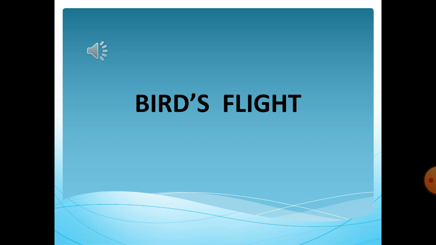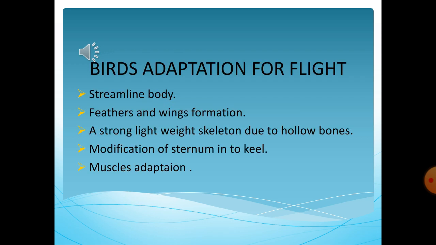Bird flight. Birds have some adaptations for flight and survival according to their environment. Firstly, they change their body shape. Their body is streamlined. Why is their body streamlined? Because the streamlined body reduces air resistance when the bird flies in the air. Secondly, the forelimb of the bird is converted into wings that provide lift to the bird for flying.